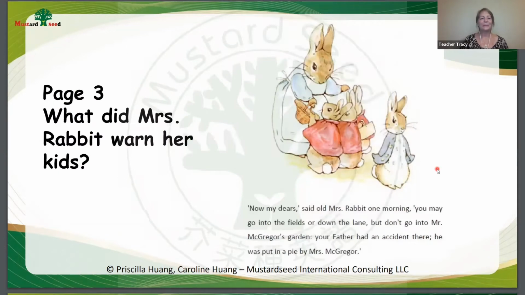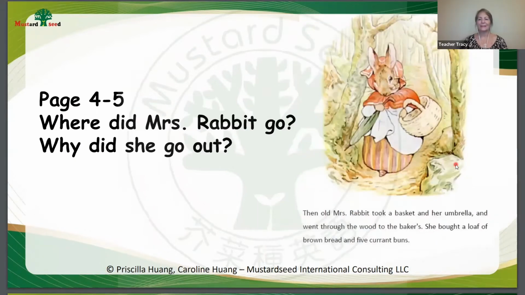All right, so we're going to move on to page 3 of your story. I'm going to let someone read, and then we will answer this question: What did Mrs. Rabbit warn her kids? We're going to listen to what she says in this story, and then we can answer that question. Who would like to read next? Samuel? Okay.